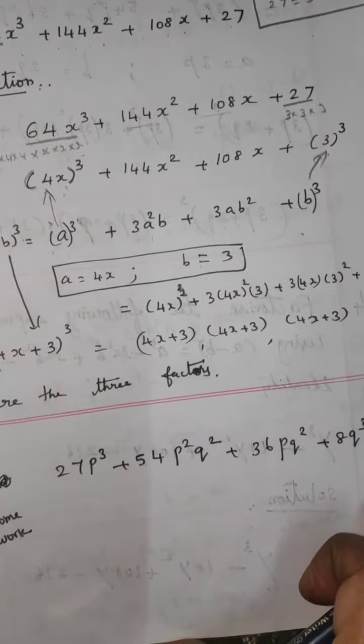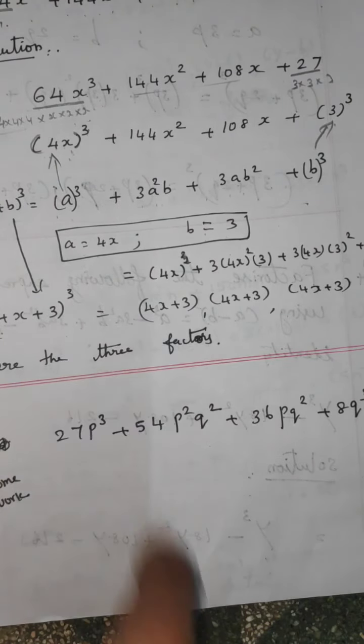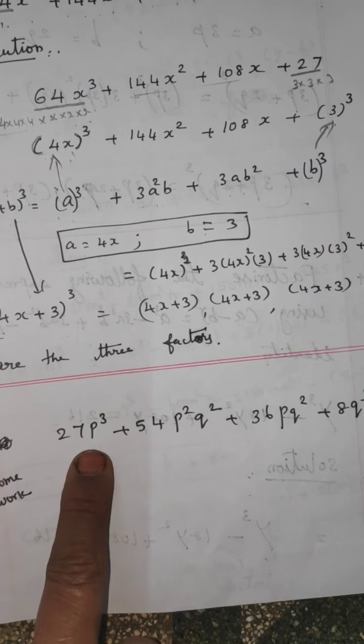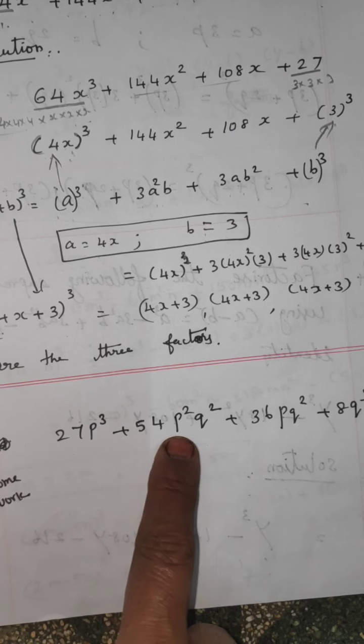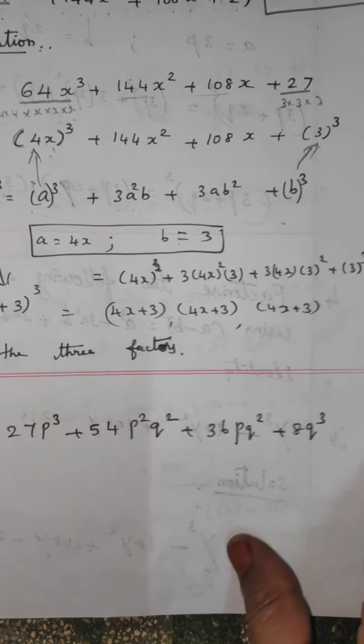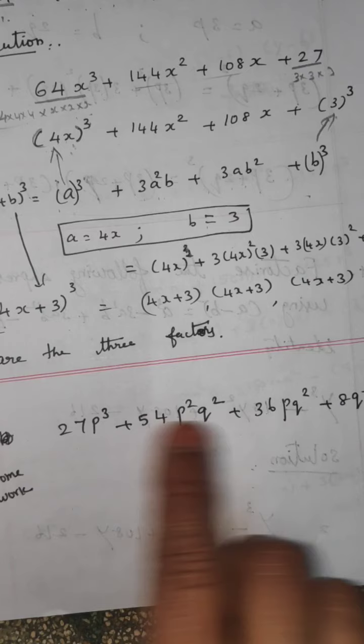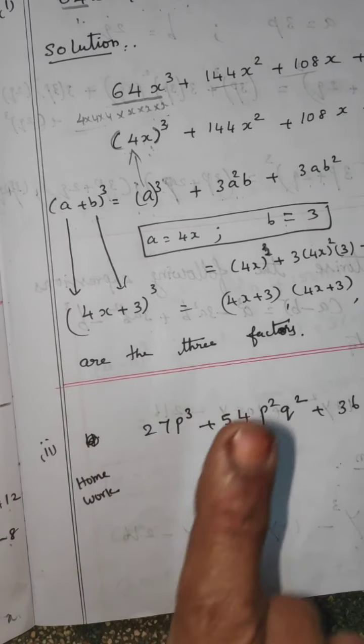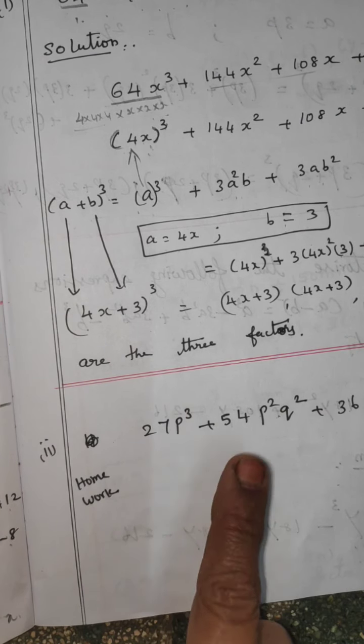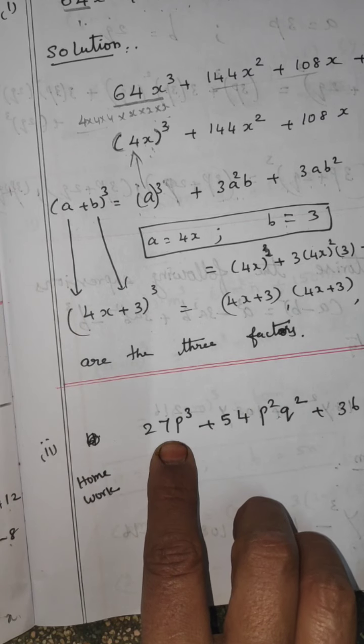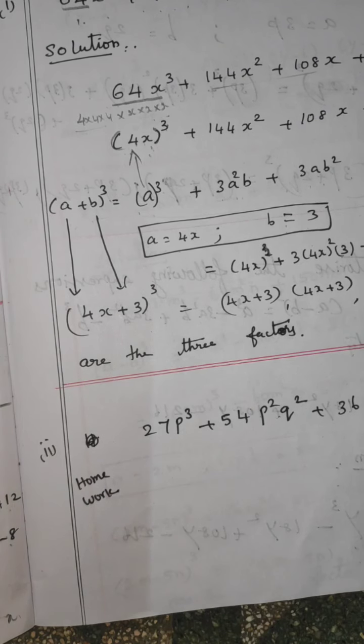Okay, in the same model, another sum: 27p cube plus 54p squared q plus 36p q squared plus 8q cube. First, this sum is the homework you want to do. You must watch the video and find the answer. 27, which three numbers multiply and get the answer equal to 27.